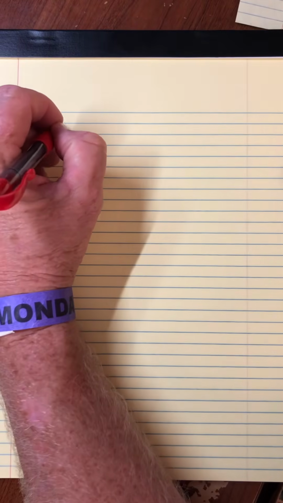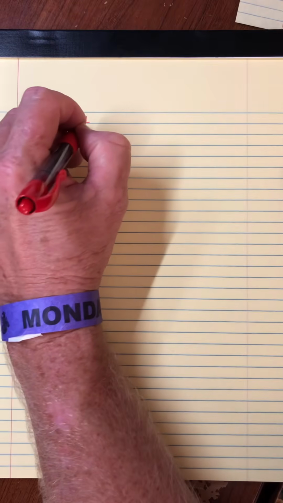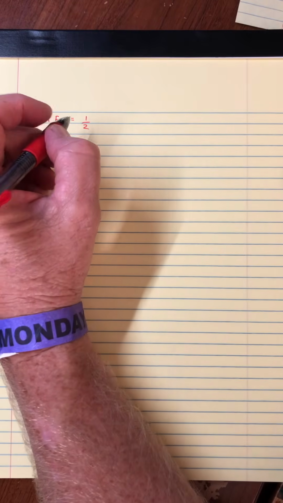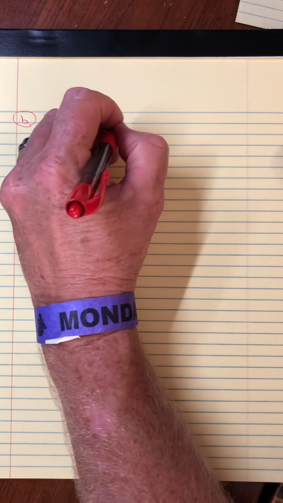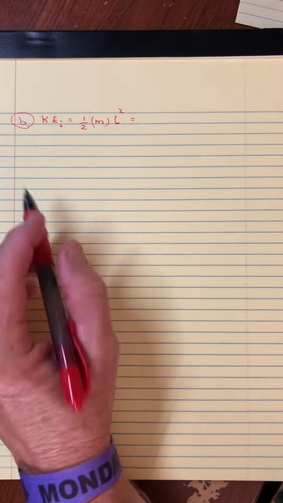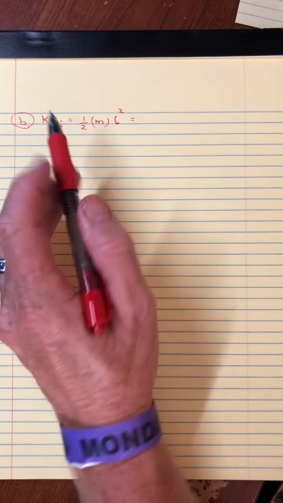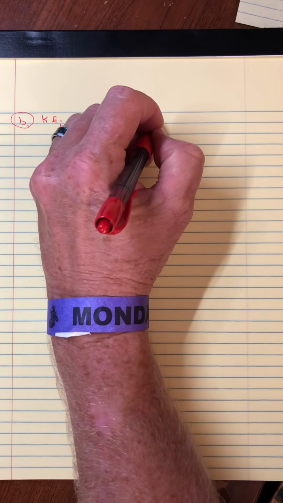B says confirm this is elastic. So let's figure out how much kinetic energy do you have before the collision. And we don't know the mass, but we know its speed is a 6. 6 squared is 36. Half of that is 18. And so we can't get a number, but we can say it's 18m. And so whatever m is would then, if we knew it, we could actually get a number for the energy.